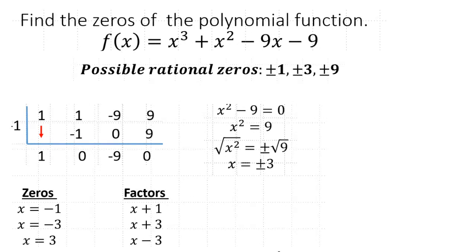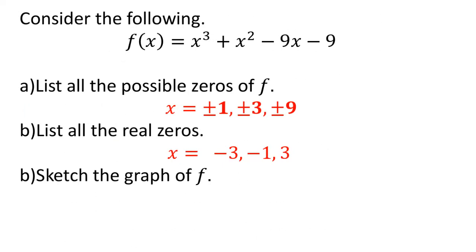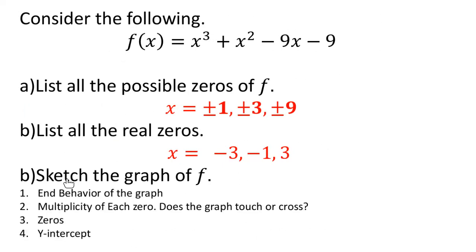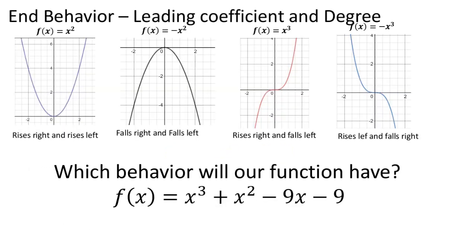And then to sketch the graph, you want to consider the following. Okay, to sketch the graph, you're going to need to know the end behavior of the graph, the multiplicity of the zero, and if it touches or crosses. And then you're going to need to know the zeros, which are letter B here, and then the y-intercept. Okay, so we're going to do these here.